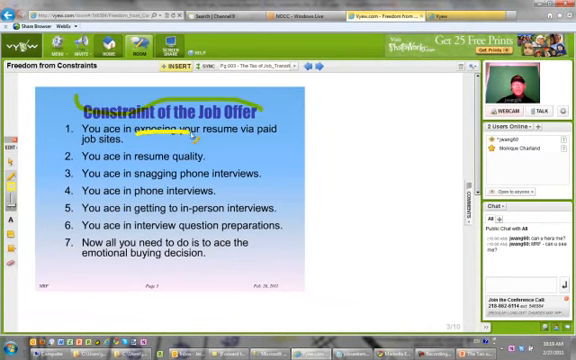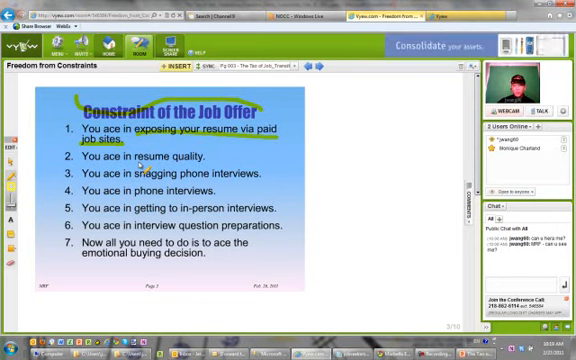Let's say we ace in exposing our resume via paid job sites. I know you and I don't do that. Let's just assume we did. Remember when we had the workshop with our friend Jean, and he actually paid a website $150, which in turn submitted his resume to, I don't know, 20, 30, 100 some websites? You remember that? That's what I mean, paid job sites. I'm sorry if it wasn't clear.